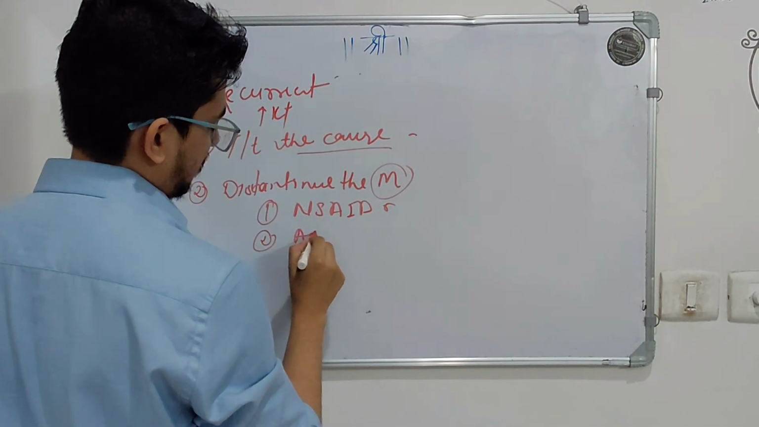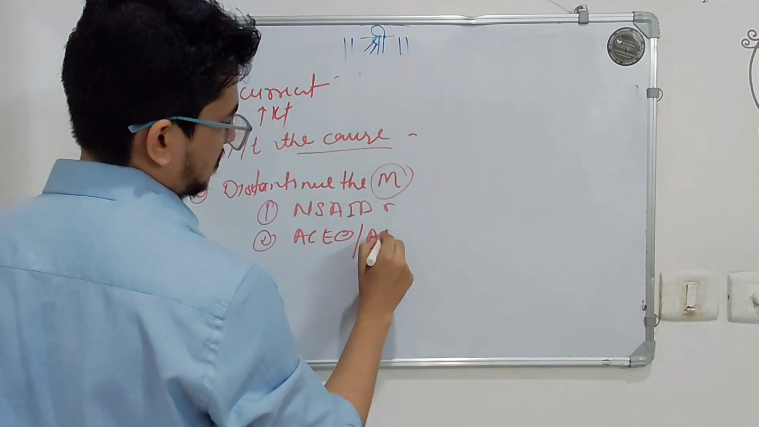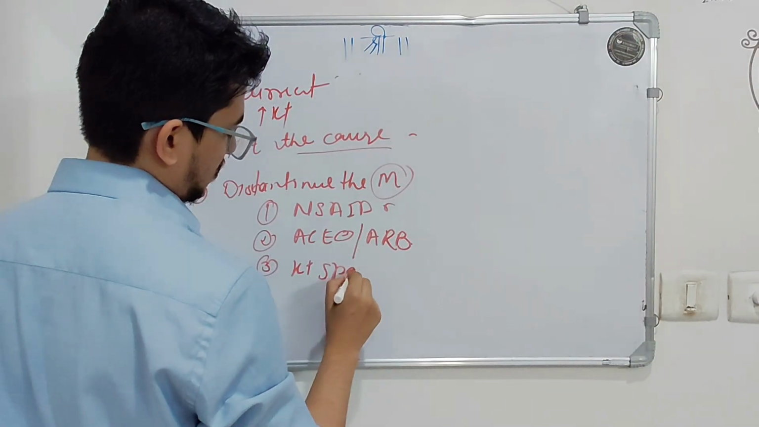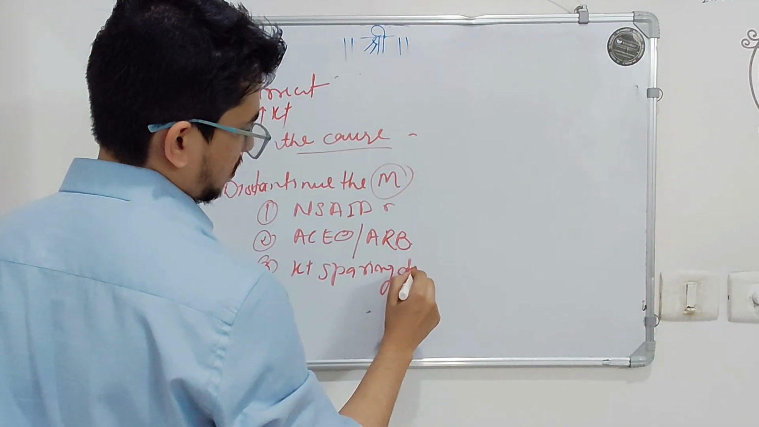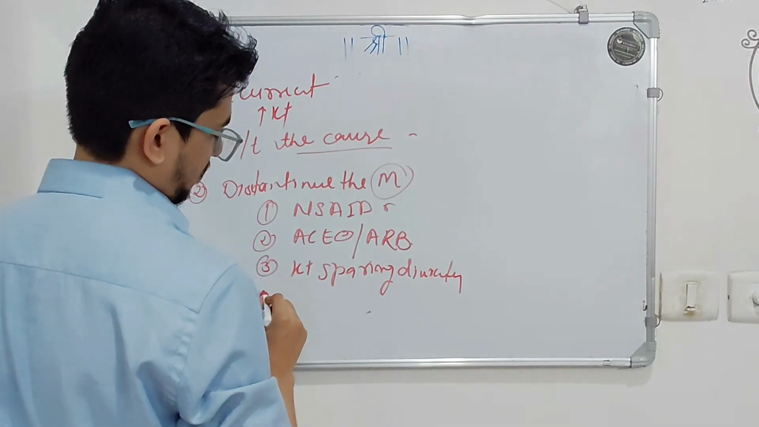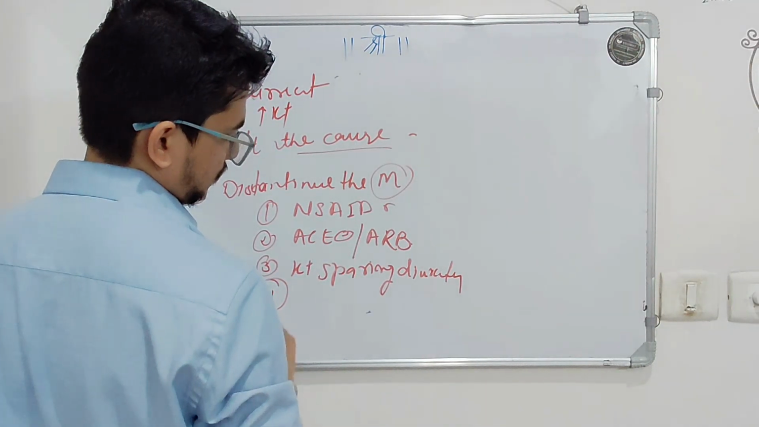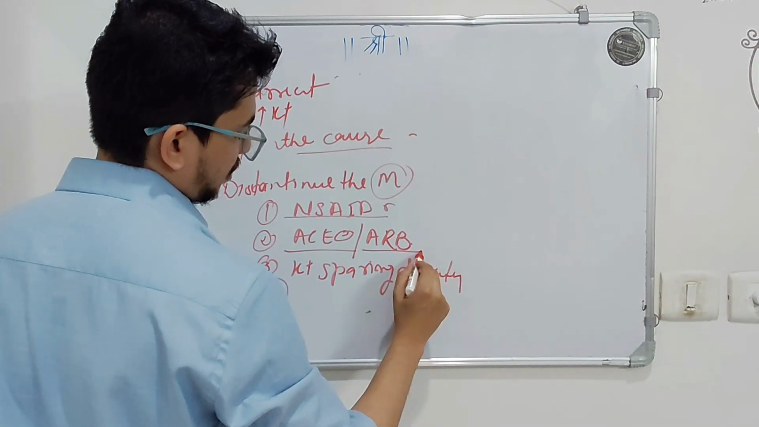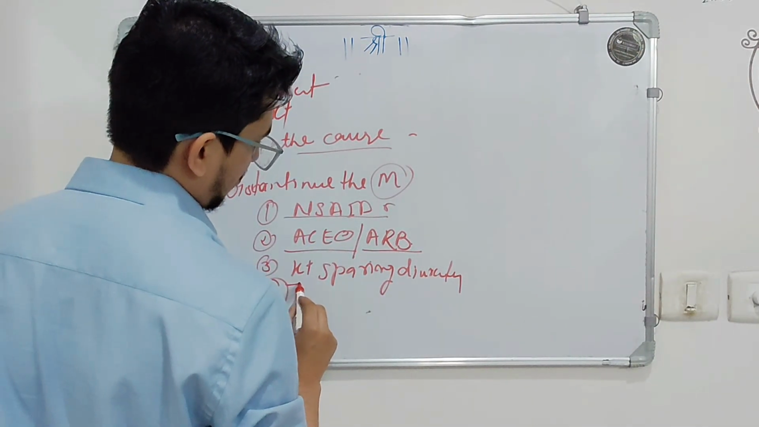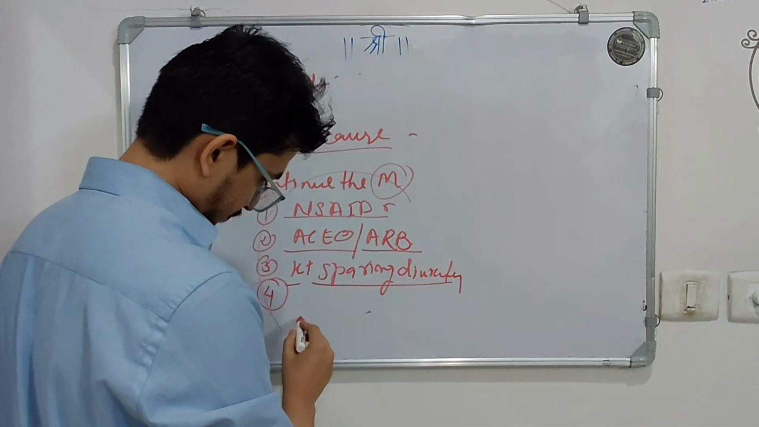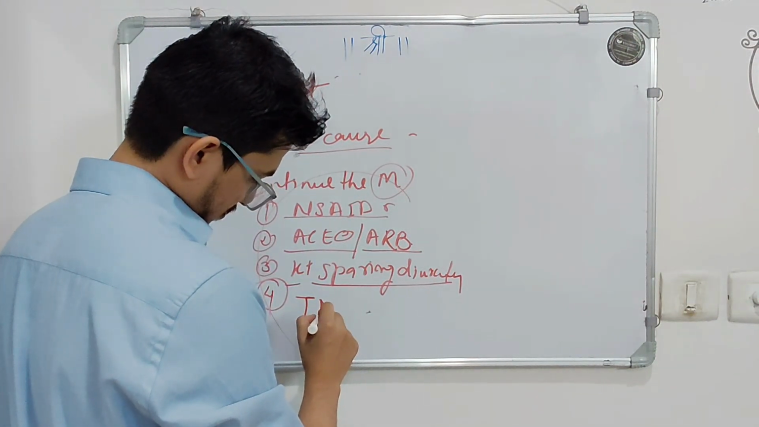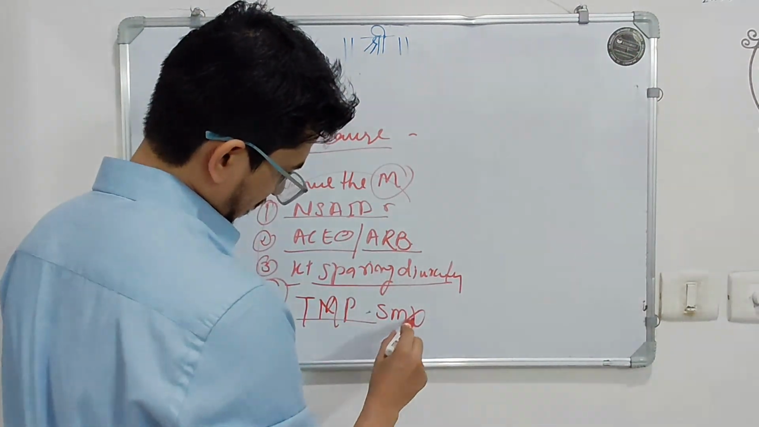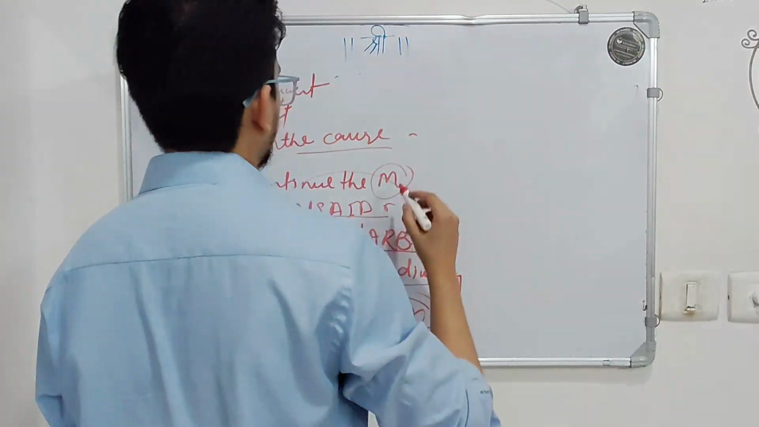Next, ACE inhibitors, ARBs. Number 3, potassium sparing diuretics. Number 4, trimethoprim and sulfonylurea. So: NSAIDs, ACE inhibitors, angiotensin receptor blockers, potassium sparing diuretics, trimethoprim and sulfonylurea.